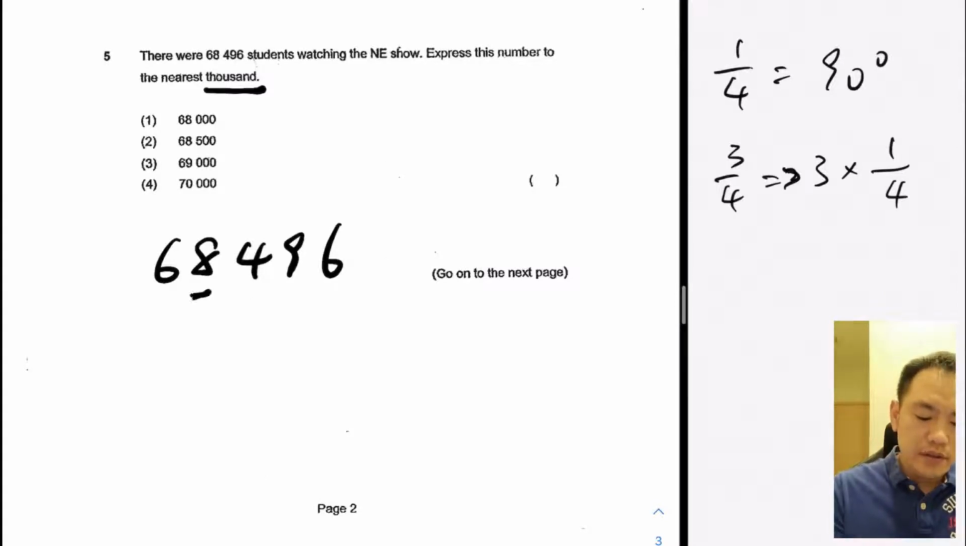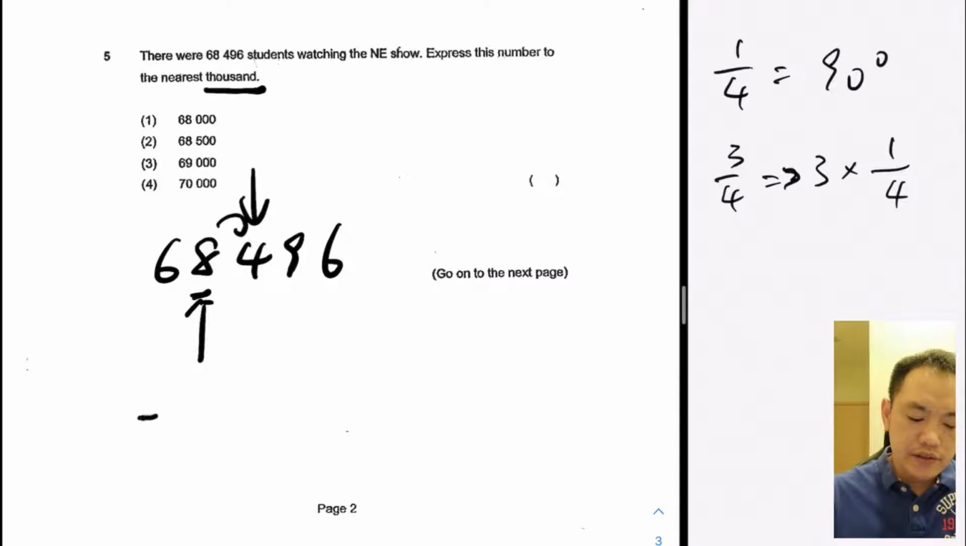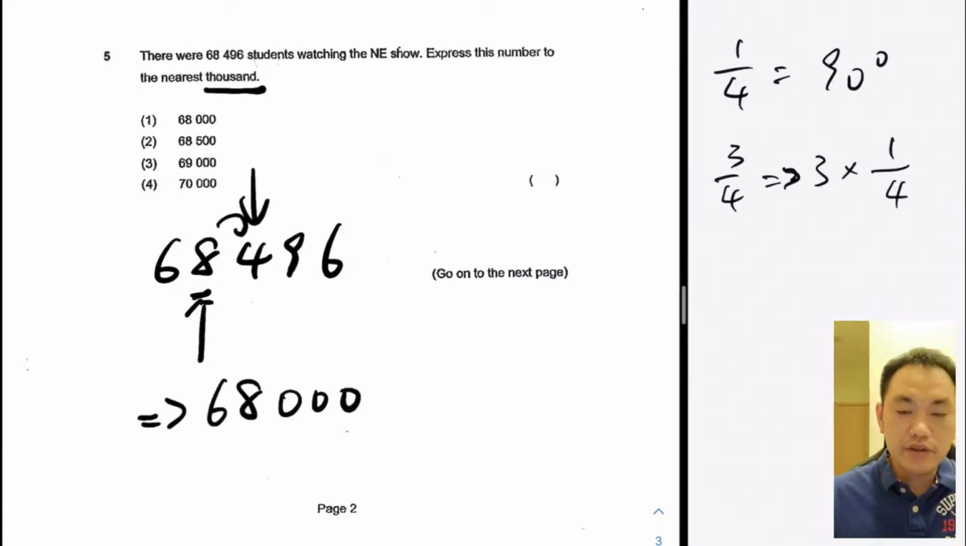Okay, this is the place of 1,000. So if you want to round off to the nearest 1,000, which digit do you need to look at? It's the digit below it. So actually it's the digit here. So this is the digit you need to look at. So the number is 4. For any number which is below 5, 1, 2, 3, 4, you will round it down, and if it's 5 onwards, then you will round it up. Okay, so in this case, you will round it down. So the answer will be 68, then all the zeros.